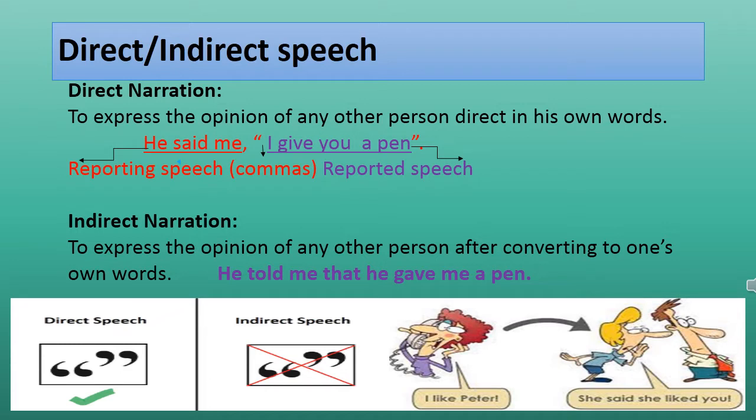Reporting speech, reported speech. Indirect narration: to express the opinion of any other person after converting to one's own words. He told me that he gave me a pen. That is indirect narration or speech. Remember, we use commas in direct speech, and in indirect speech we do not use commas.